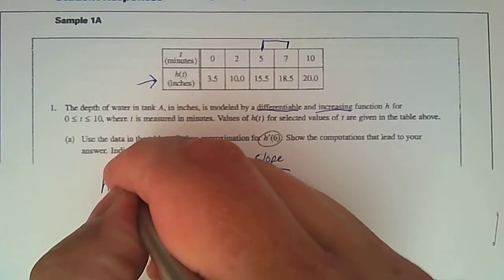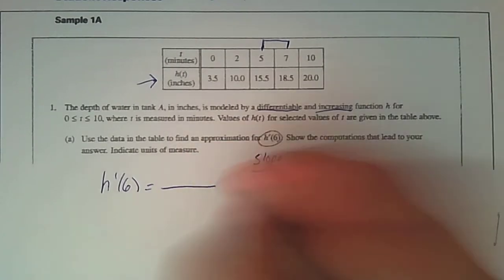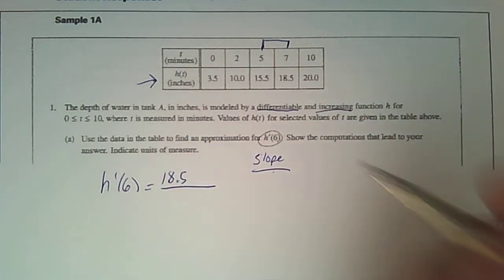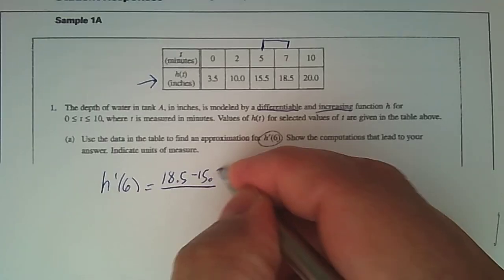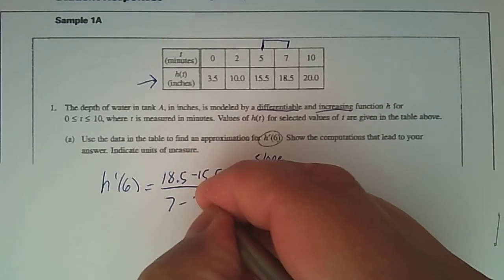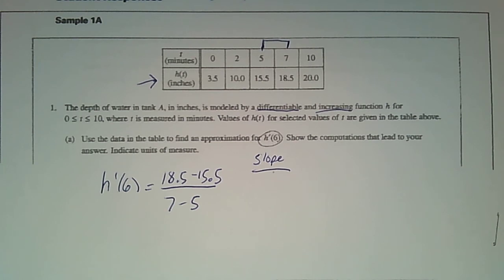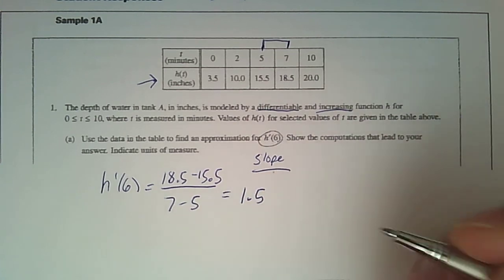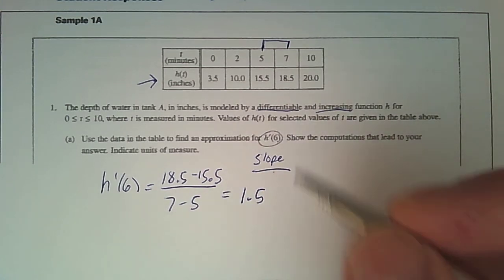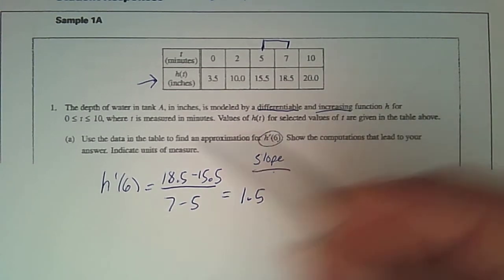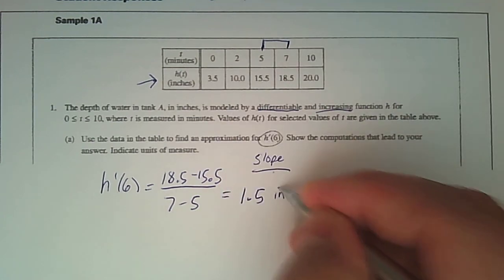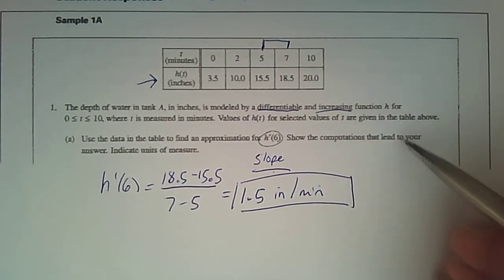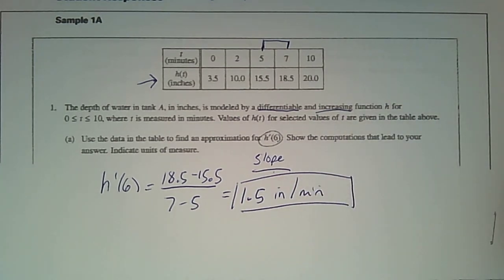So what would this look like? The derivative at 6 would be y2 minus y1, just a slope formula. So it's 18.5 minus 15.5, and then 7 take away 5. So take the values that you see there. If you use your calculator, you get the answer 1.5 if you put it in. And we need units. What would the derivative be for units? Now we need a rate, and that would be inches per minute. Then show the computations that lead to the answer, which we did.